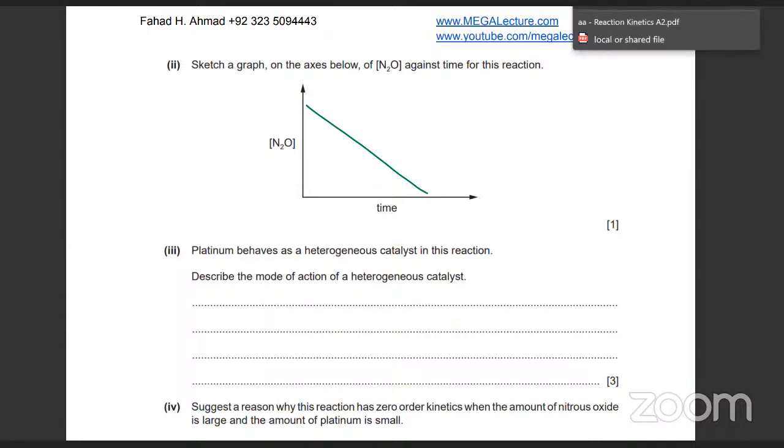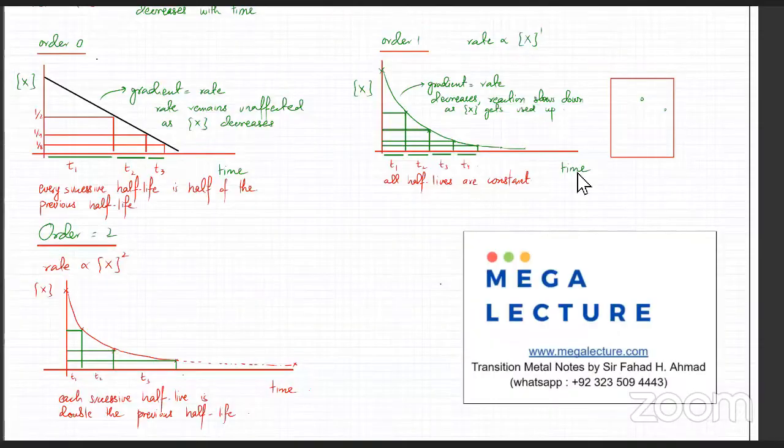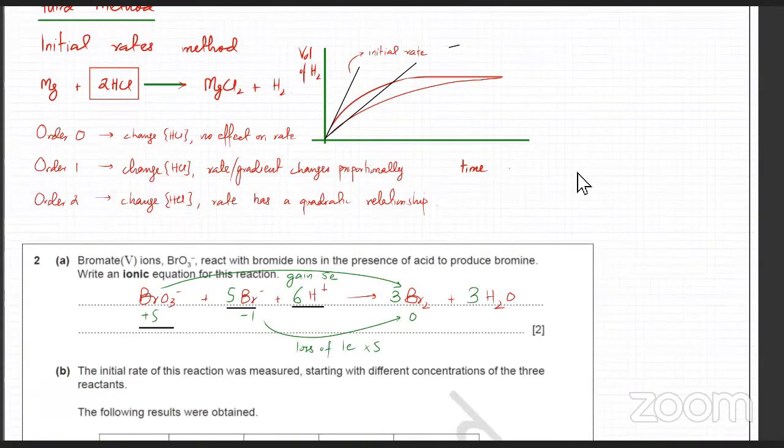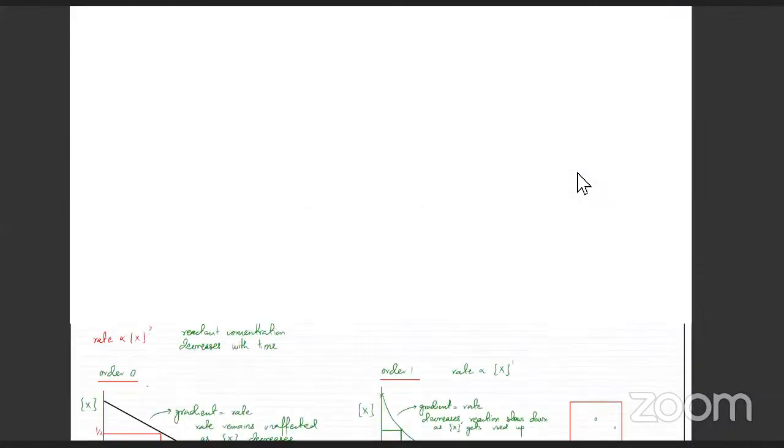So heterogeneous, remember there are 2 types of catalysts. One is homogeneous. Homogeneous, you had to remember the iodine one. We already did that. You had to know the whole mechanism. For heterogeneous, it's this one. Adsorption and deadsorption. Somewhere over here must be mentioned. Take a second.